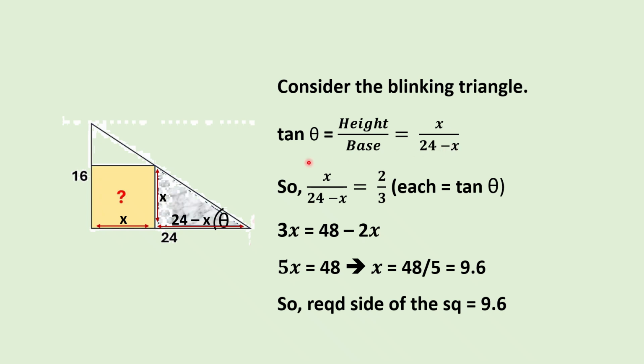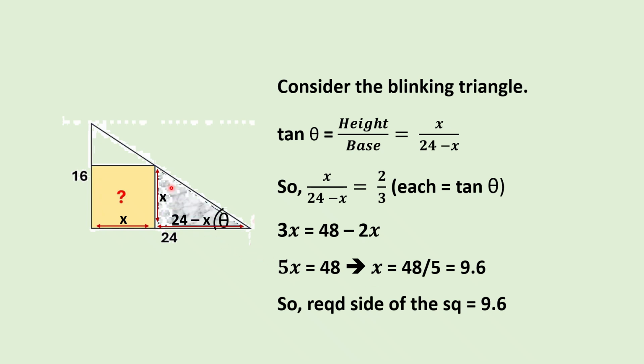And earlier we got tan theta equal to 2 by 3. Now we can equate x by 24 minus x equal to 2 by 3, because each of them is equal to tan theta. So cross multiply and solve. We get the side of the square as 9.6. The value of x is 9.6.